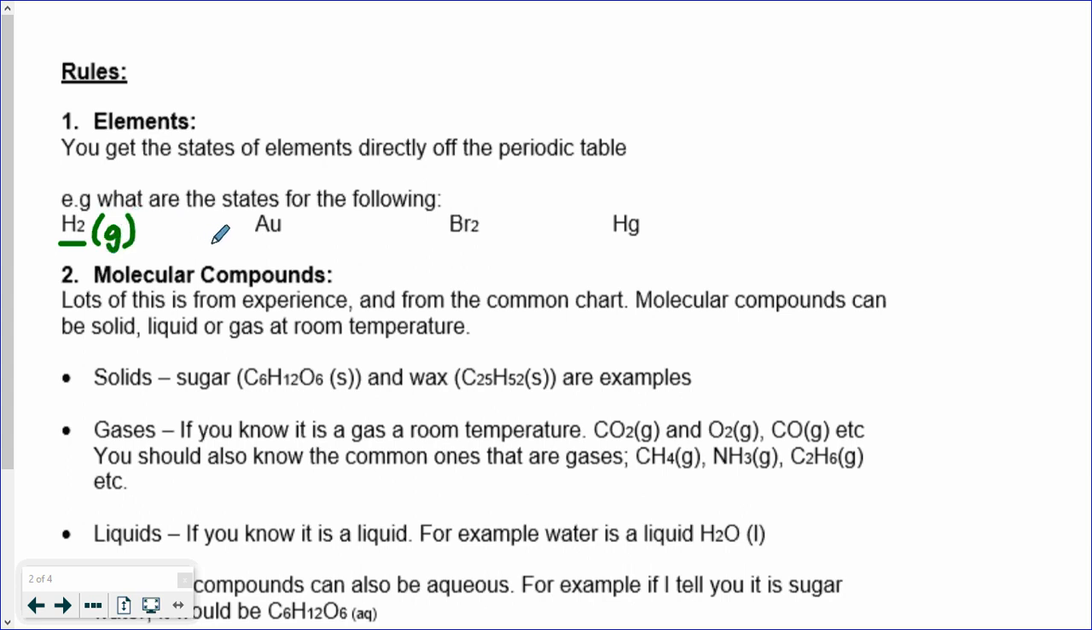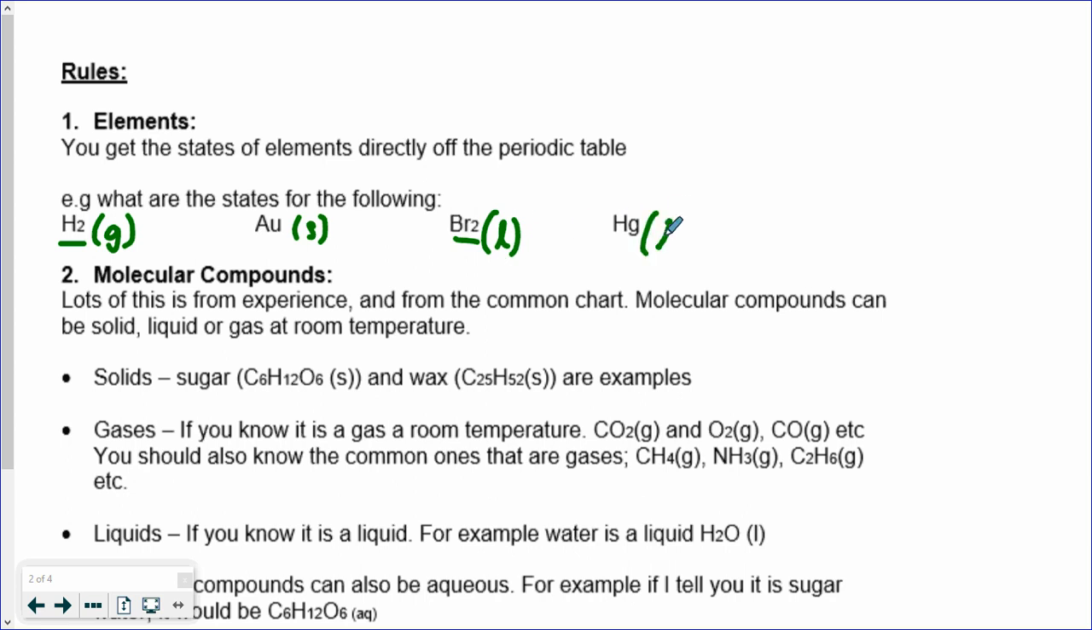Au, that's gold. Looking in the periodic table for gold, it's atomic number 79, so have a search around for that. Gold is a solid at room temperature. Bromine is another one of our diatomic elements. When it's on its own, it's found diatomically as Br2. Bromine is a liquid at room temperature, so it's a liquid.